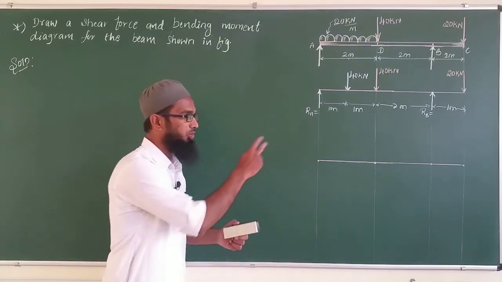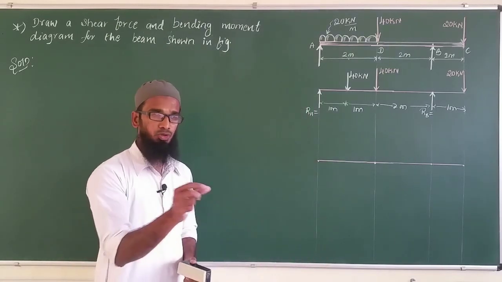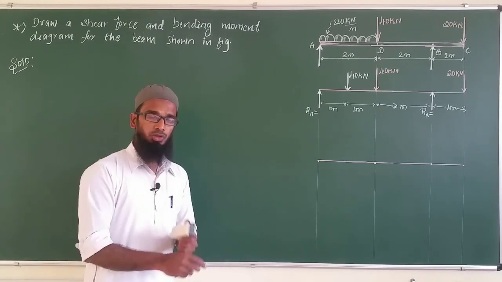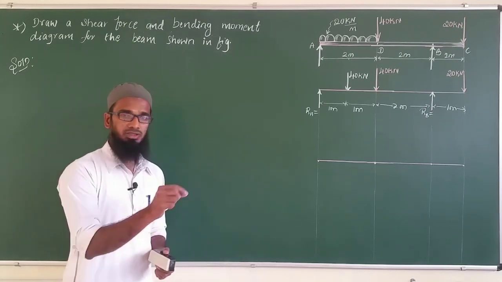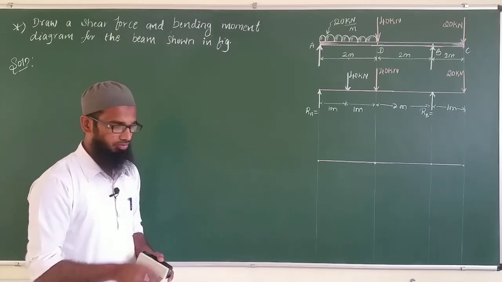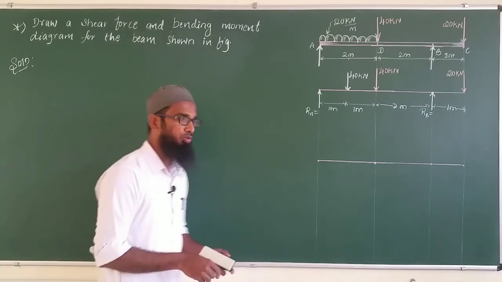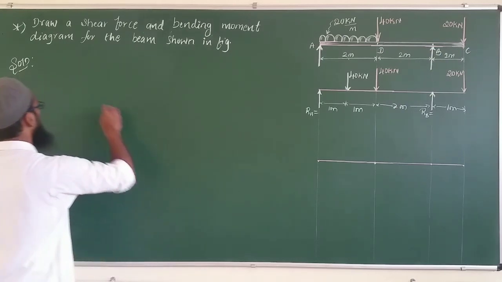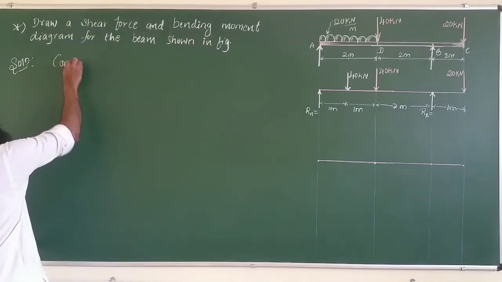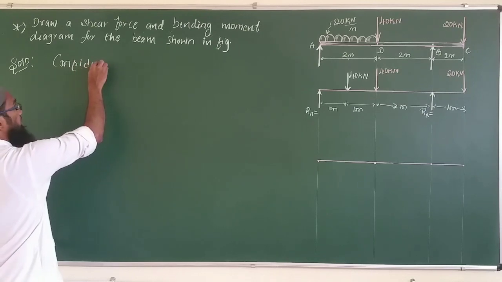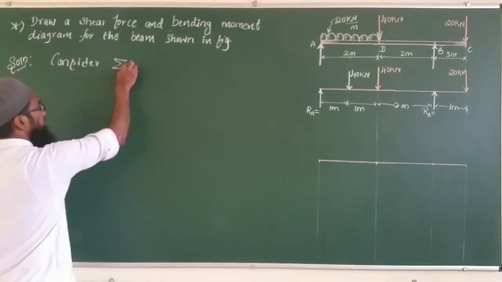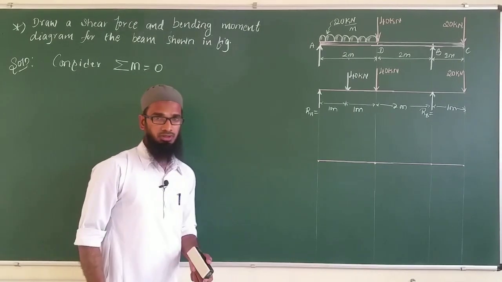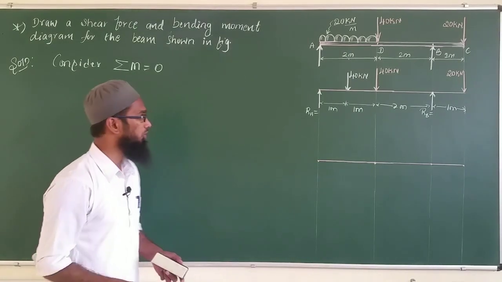To find these, two unknowns are there, so I have to use the equilibrium equations. We know that the equilibrium equations are sigma M equal to 0, and we can also take sigma F equal to 0. Now I'll calculate RA and RB. So I'll consider sigma M equal to 0, that is, the summation of the moments will be equal to 0.